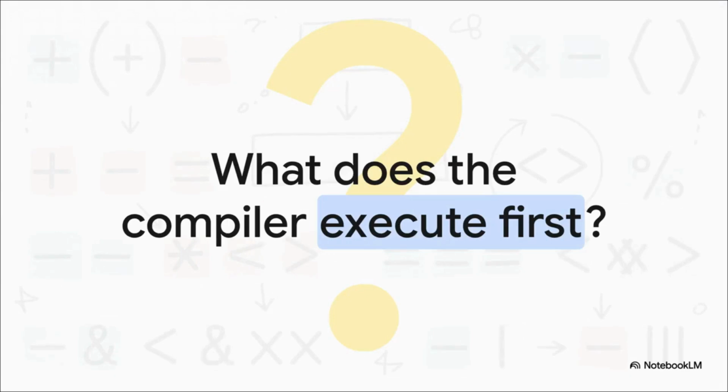I mean, just look at this code snippet. If you were handed this in a technical interview, would you know where to start? Or would you just kind of panic? How does the compiler possibly know what to do first here?